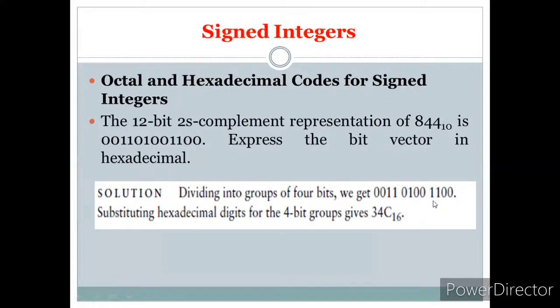So 0011, 0100, 1100. This particular group is C, this is 4, this is 3. So when you convert this 844 in base 10 to a hexadecimal number, we get 34C to the base 16.